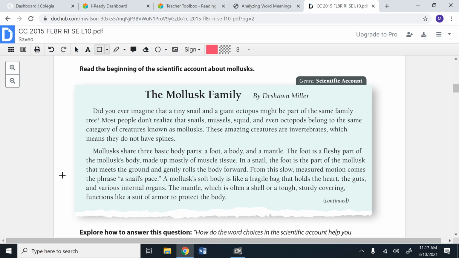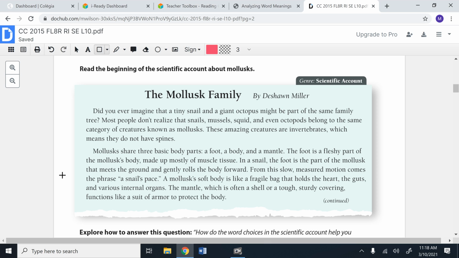Read the beginning of the scientific account about mollusks. The Mollusk Family by Deshawn Miller. Did you ever imagine that a tiny snail and a giant octopus might be part of the same family tree? Most people don't realize that snails, mussels, squid, and even octopods belong to the same category of creatures known as mollusks. These amazing creatures are invertebrates, which mean they do not have spines.